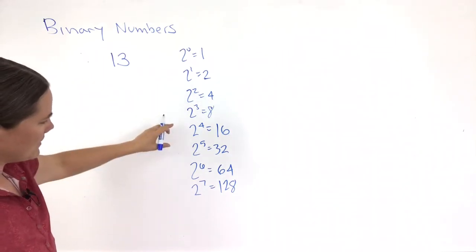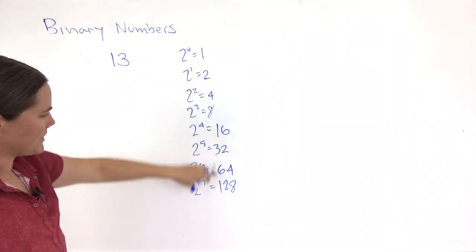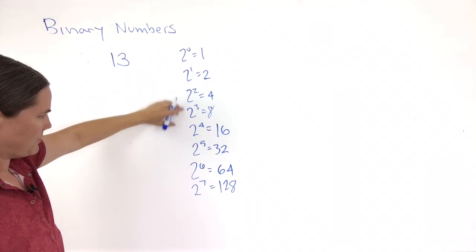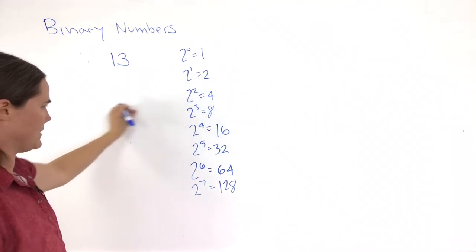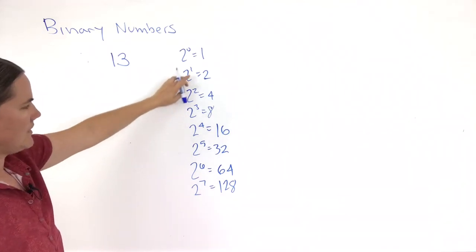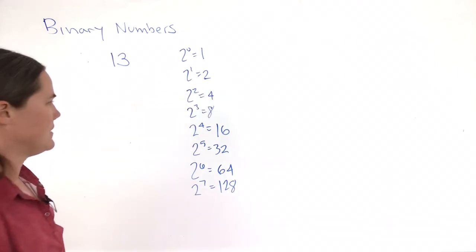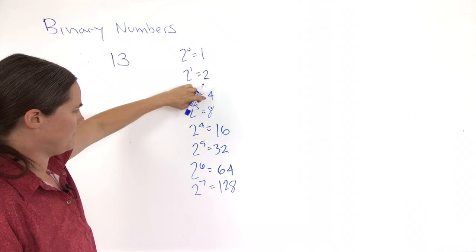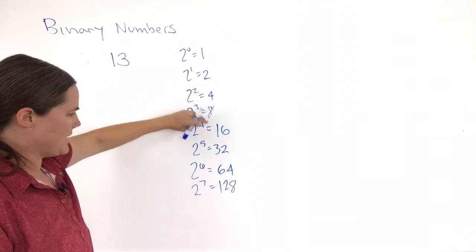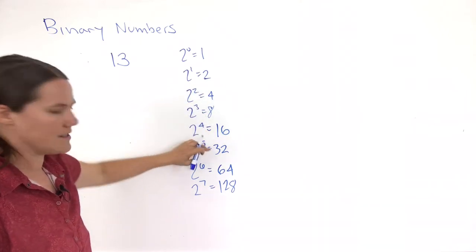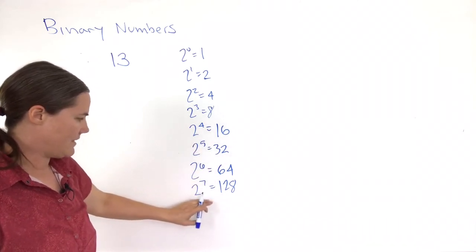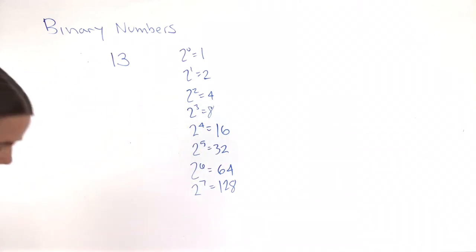One thing to notice about this is as we increase the decimal places, so this is moving to the left, your number is increasing as a multiple of 2. So we go from 1 to 2, 2 to 4, 4 to 8, 8 to 16, 16 to 32, 32 to 64, 64 to 128, and so on. We could keep going with this.